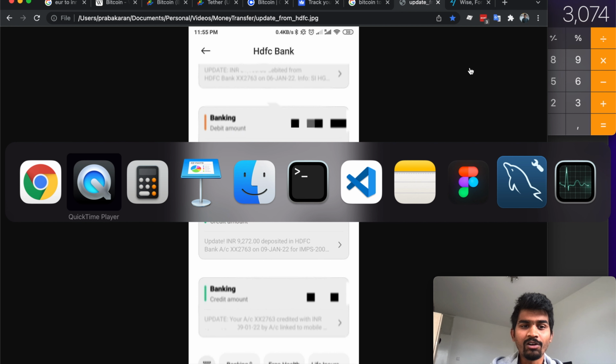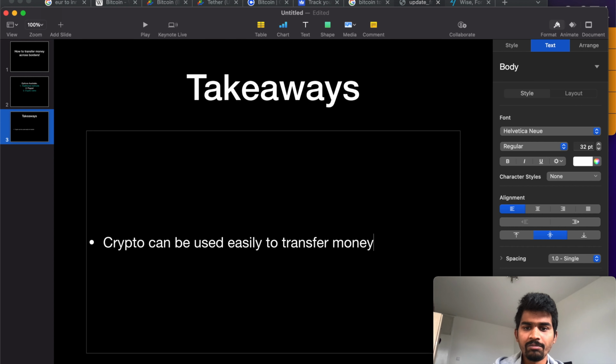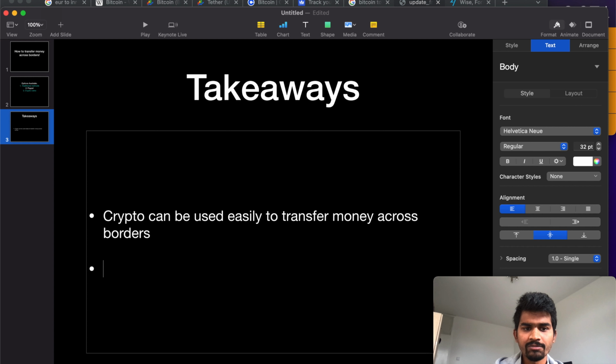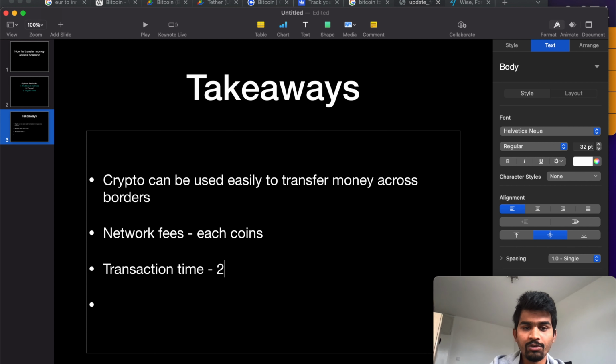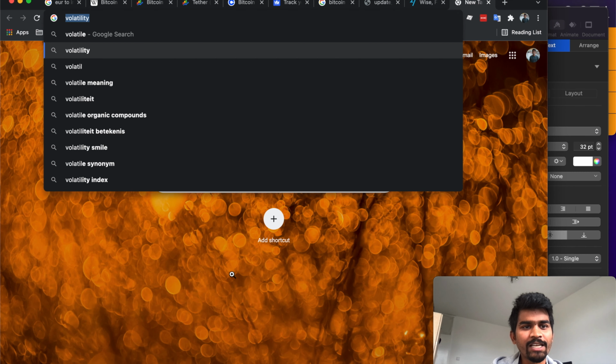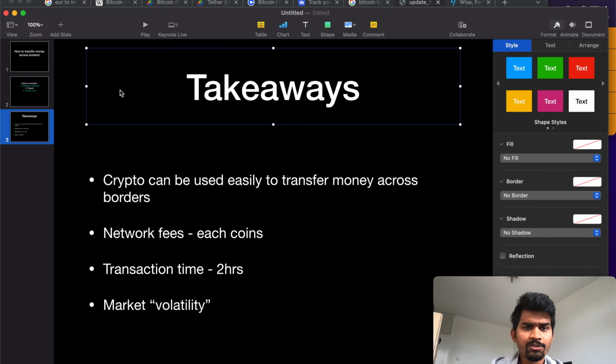But there are a lot of takeaways involved here, right? The first one is we are now clear that crypto can be used to easily move money across borders. Second, the network fees involved with each coin. Another thing was transaction time itself. In our case, it took 2 hours. And finally, market volatility. This is something you have to be aware of. So that's all I would say.